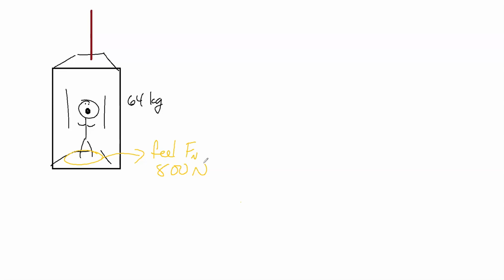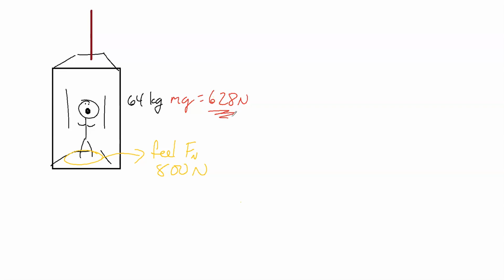I'm going to find the weight of the guy. I'm going to find the mg for the guy using his mass. And if I do that, I get 628 newtons. So that is his weight. Now this helps me out, because if the guy was just standing in the elevator and the elevator wasn't moving, the normal force that he would feel on his feet would just be 628. But he's not feeling 628.